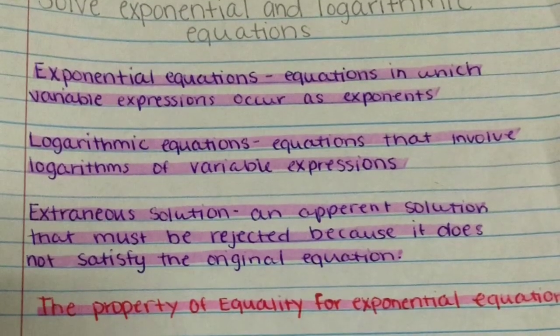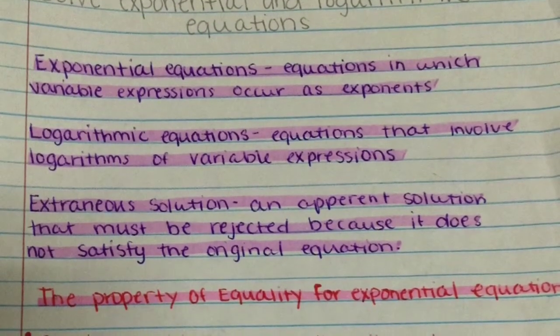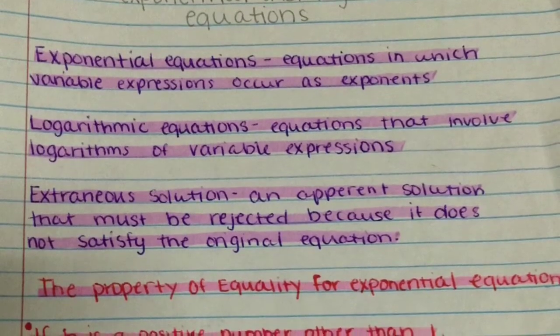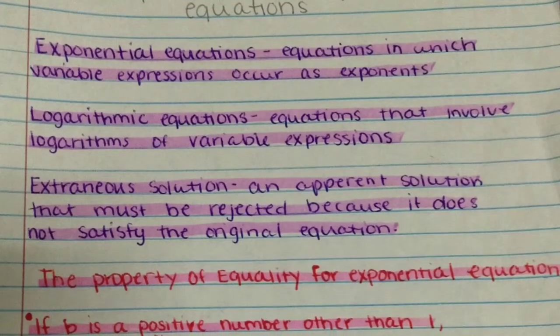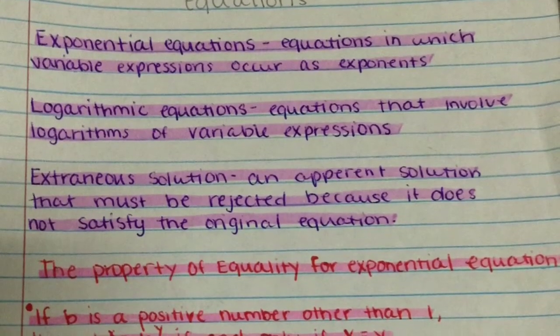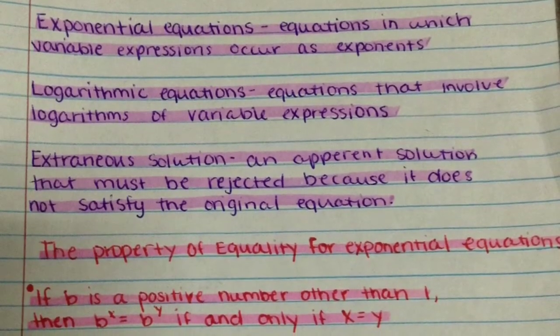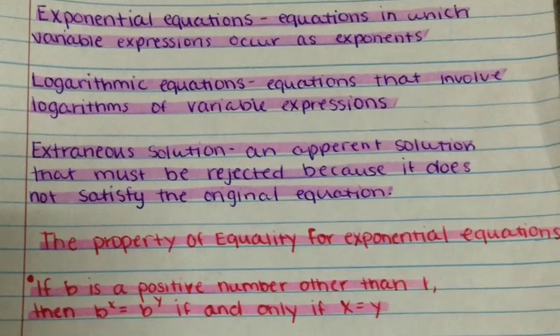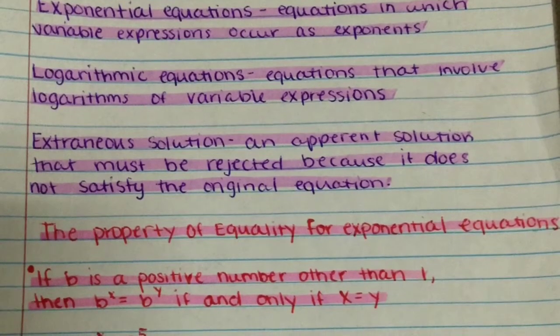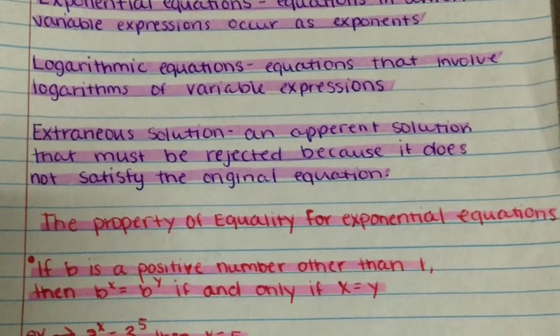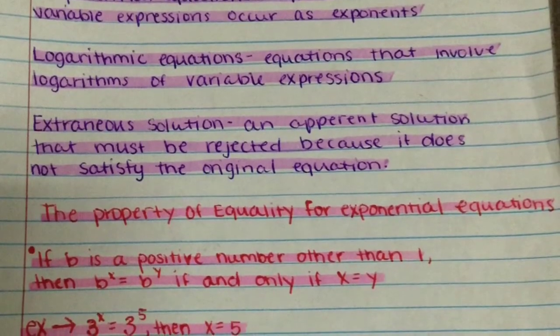The first one is exponential equations. Those are equations in which variable expressions occur as exponents. The second one is logarithmic equations, and those are equations that involve logarithms of variable expressions. The third one is extraneous solution. An extraneous solution is an apparent solution that must be rejected because it does not satisfy the original equation.